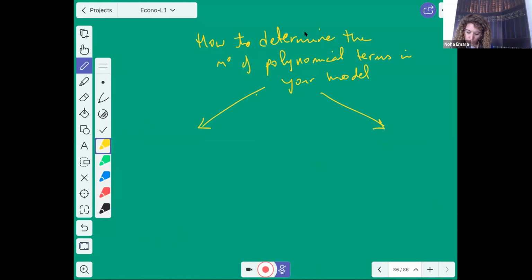So you have to do an educated test on your model. The first one is called the sequential hypothesis test, and the other one is called the block test.